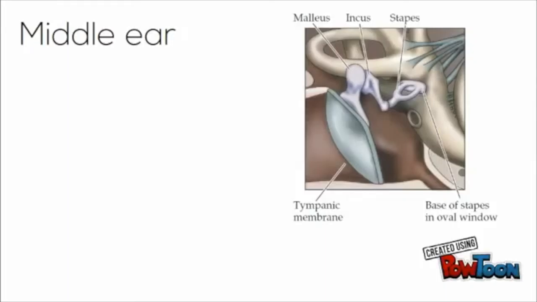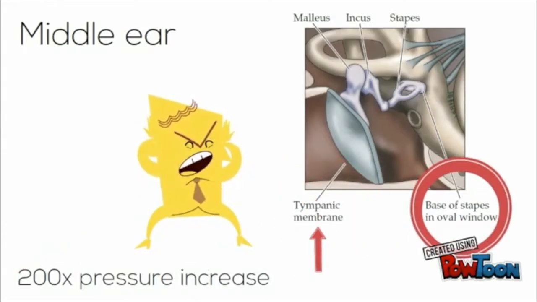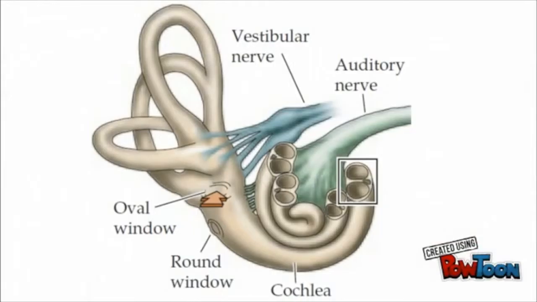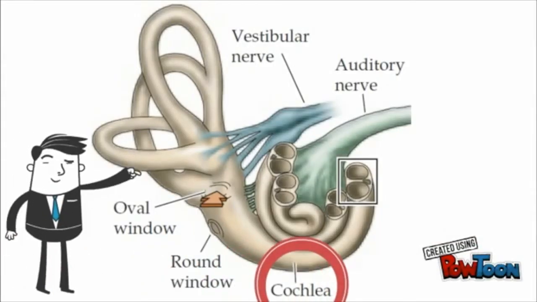In the middle ear, the pressure is increased 200 times. One reason for this is that the tympanic membrane has a larger surface than the oval window. Besides, the ossicles increase pressure because they act like levers. This is the inner ear, and it mainly consists of the cochlea.